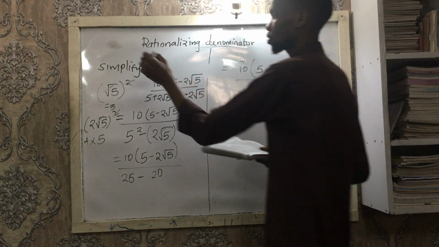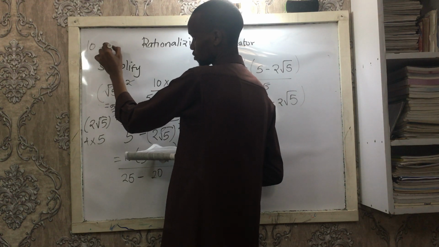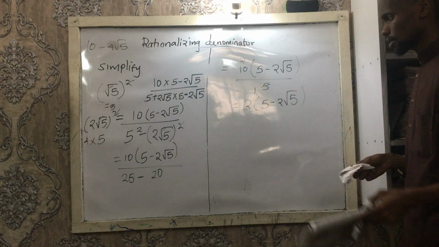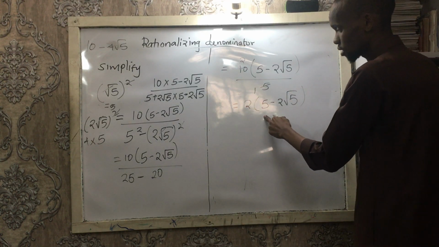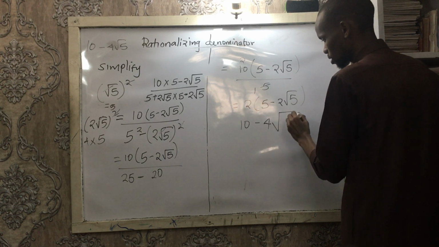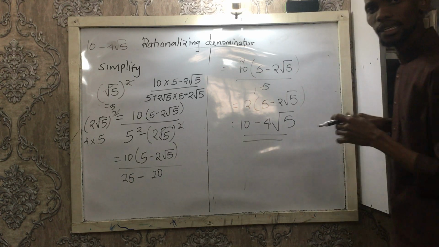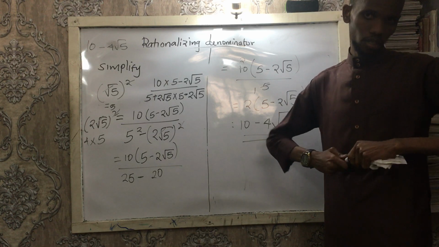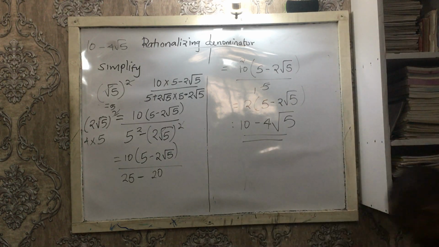Because the answer book is supposed to be 10 minus 4 root 5. That's what the answer says. Okay? So 2 times 5 is what? 10 minus 4 root. We got the initial one, 10. 10 minus 6, right? 6 root 5. The correct answer is this one. No, it's not done.